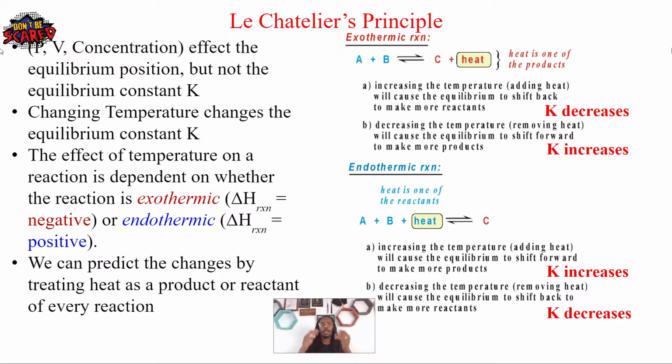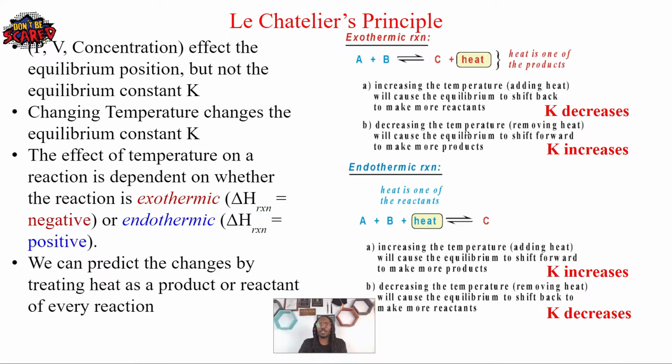So if y'all remember, going back to small K, big K, check out that video. This kind of makes sense, right? Small K, we understand that it's going to be reactants. So we need a small K because it's going towards the reactants.